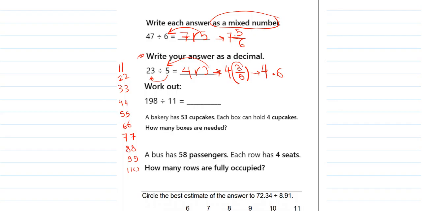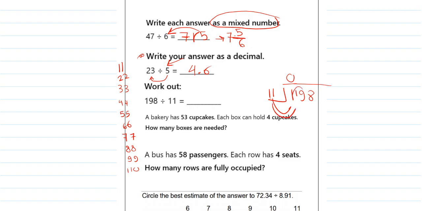Now let's divide it. 198 divided by 11. Ask yourself how many 11s in 1? 0, remainder 1. How many 11s in 19? You will find that we have 1 and the remainder is 8. How many 11s in 88? It will be 8.